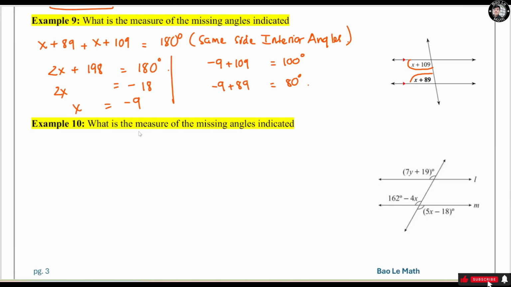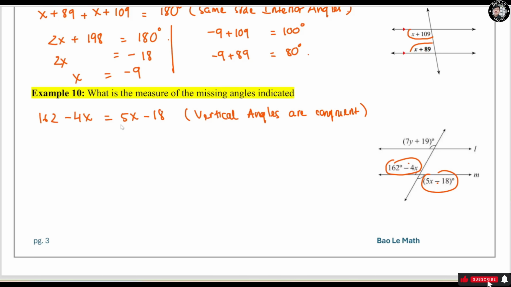Now the last one. What is the measure of the missing angles indicated? Alright, so first we're going to use this guy and this guy, right? This and this are vertical angles, they are congruent, right? We're going to add 4s both sides, so we have 9s, right? And add 18 both sides, so we have 180 right here, right? So s equals 20, right? Substitute 20 for s into each of this one right here.